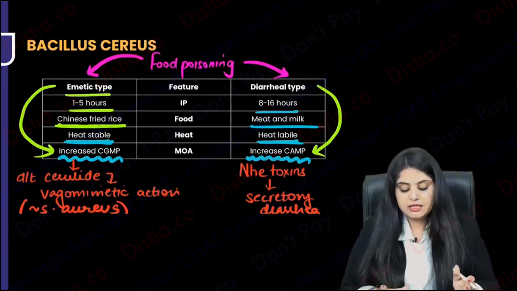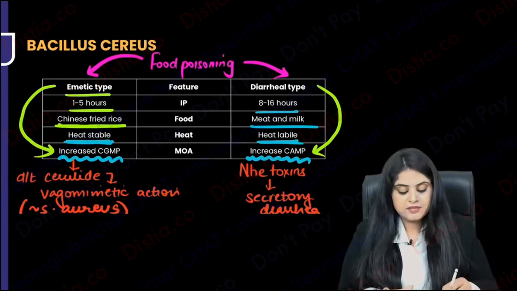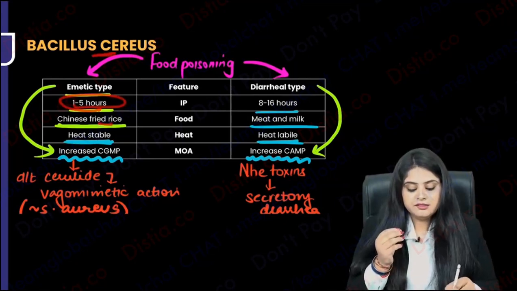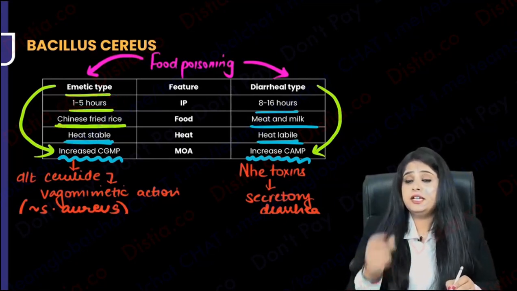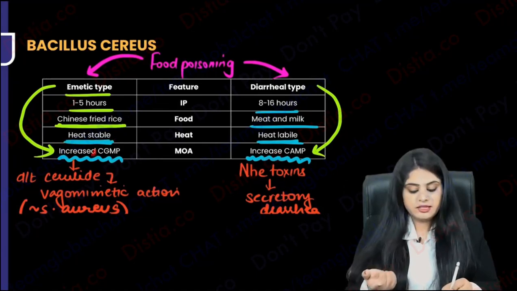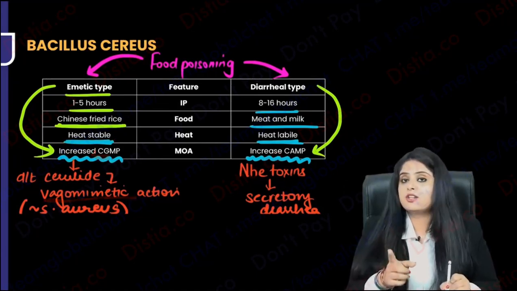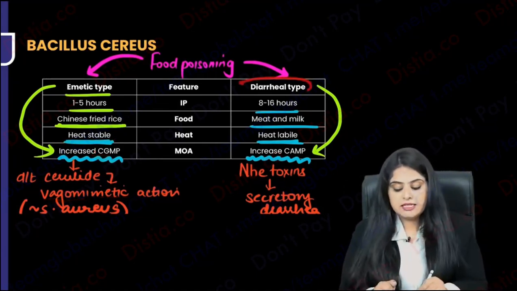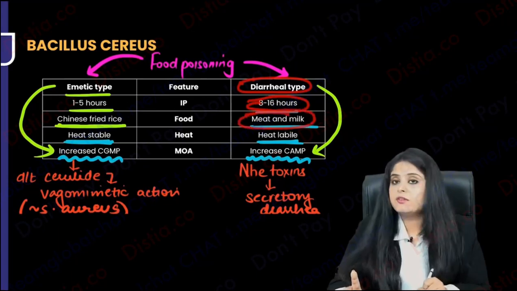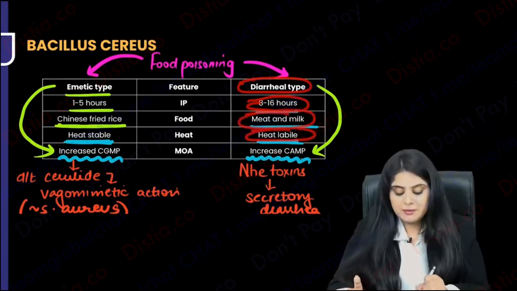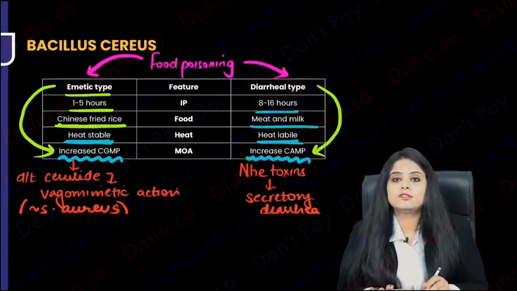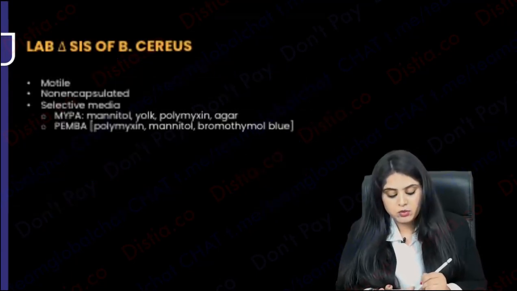Let's do a very quick recap before we go on to the last slide. Look, listen. Emetic: shorter route, shorter incubation period. It is by C for C, Chinese fried rice. Fried it, heated it, and still it happened. This means it is heat stable. And it comes from the gala, so cyclic GMP. It is because of vagomimetic action, very similar to Staph aureus. Diarrhea: more time for stool to come out, so incubation period 8 to 16 hours. It is because of milk and meat. It is basically heat labile, and it is coming through the anal canal, cyclic AMP, and the name of the toxin is NHE.